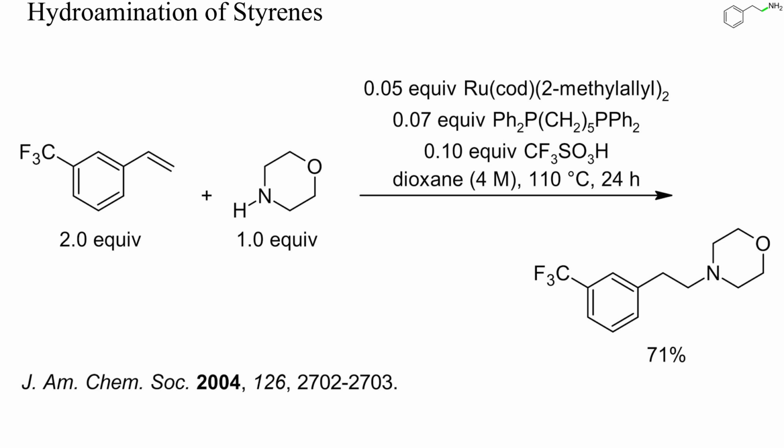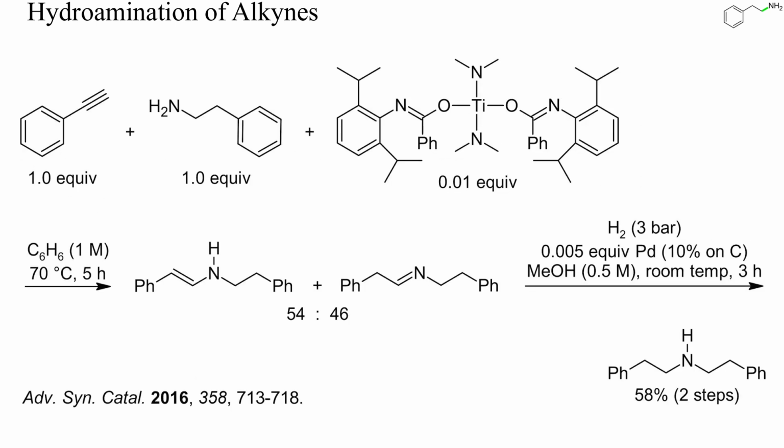Another suitable catalyst for aminating unactivated styrenes is the ruthenium complex shown here. In the presence of 10% of triflic acid, an acceptable yield of phenethylamine was obtained after 24 hours at 110 degrees Celsius. Alkynes are more electrophilic than olefins and often react with nucleophiles under mild conditions.